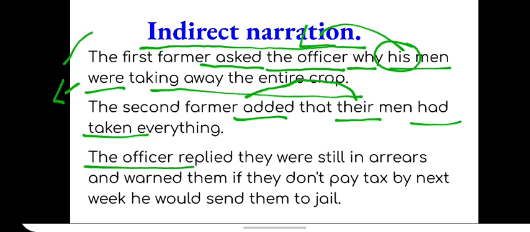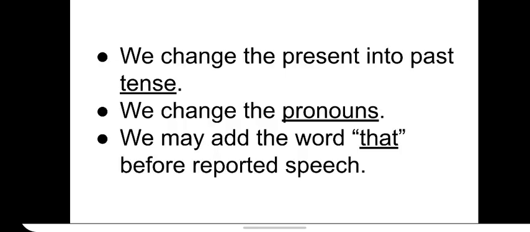The officer replied, okay, what did he say then? They were still in arrears. So who are they? They are the farmers here. The farmers were, past tense, still in arrears, and he warned them. He warned that if they didn't pay tax by next week, he would send them to jail. So would also becomes past tense here. Okay, I hope this one is quite clear. Now the main thing to keep in mind is that when you are reporting something, we normally change the tense.